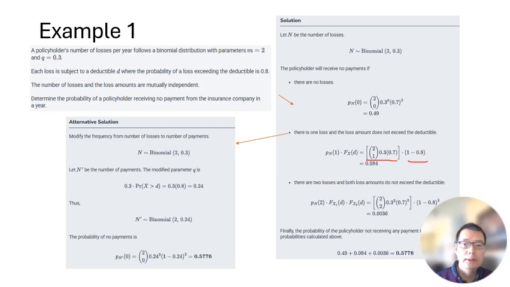If there are two losses and both loss amounts do not exceed the deductible, similarly, we can calculate the probability of two losses first. Then the probability of the amount does not exceed the deductible will be 0.2 squared, because there are two losses. Then finally, we can calculate the probability of the policyholder not receiving any payment in a year is 0.49 plus 0.084 plus 0.0036 will be 0.5776.